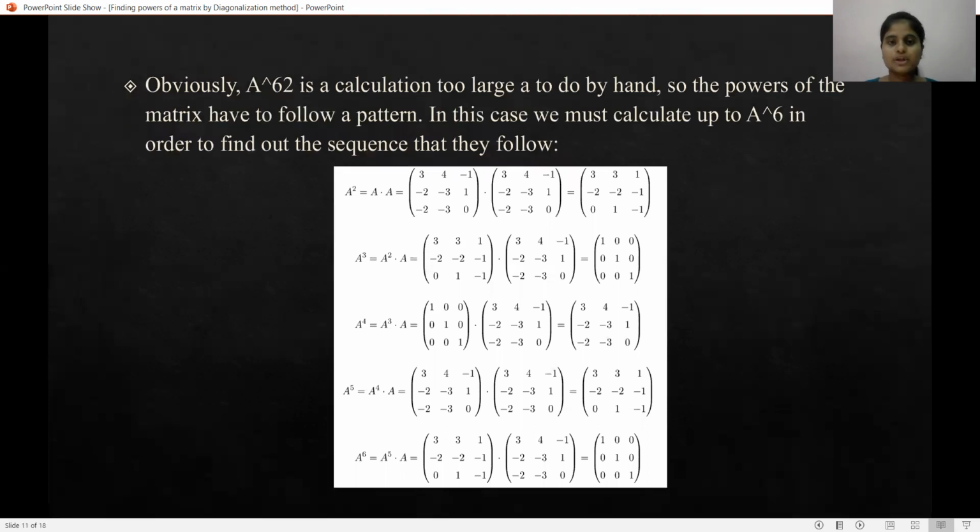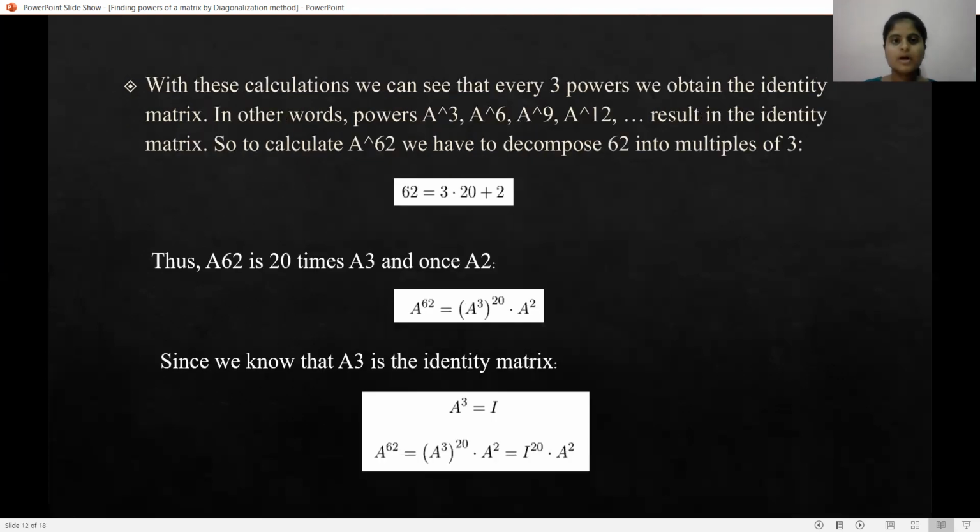As 62 is too large a calculation to do by hand, the powers of the matrix have to follow a pattern. In this case, let's multiply up to A to the power 6 in order to find out the sequence they follow. Let's start with A square, then A cube, then A to the power 4, A to the power 5, and finally A to the power 6, which is equal to A to the power 5 into A. With these calculations, we can see that every 3 powers we obtain the identity matrix. In other words, powers A cube, A to the power 6, A to the power 9, A to the power 12, and so on, result in the identity matrix.